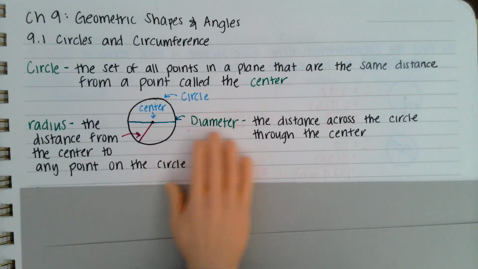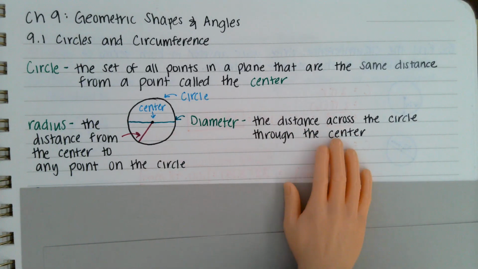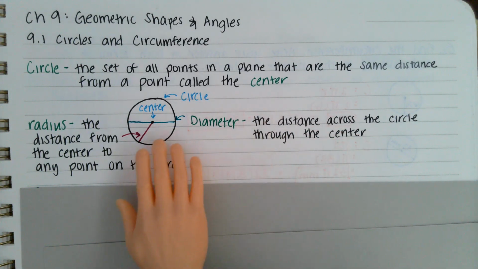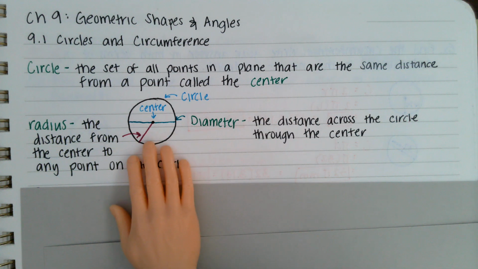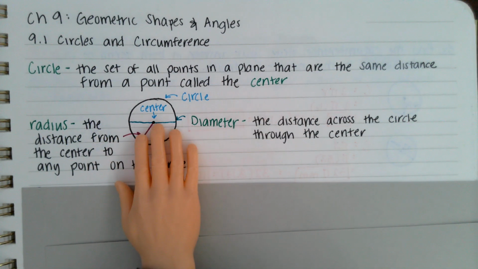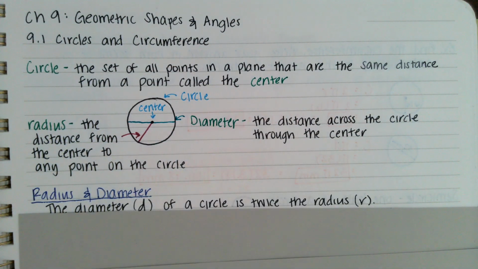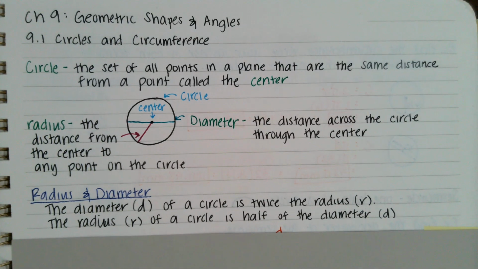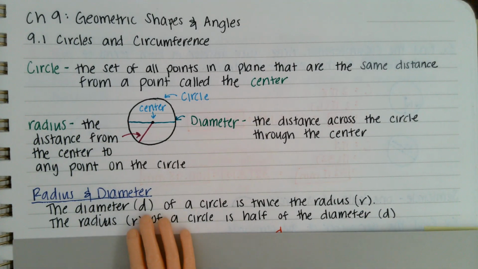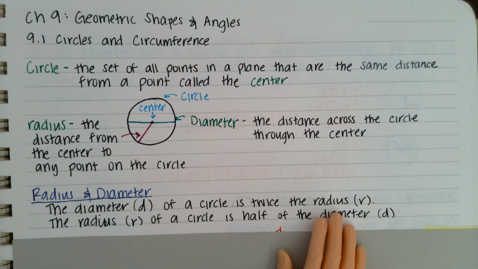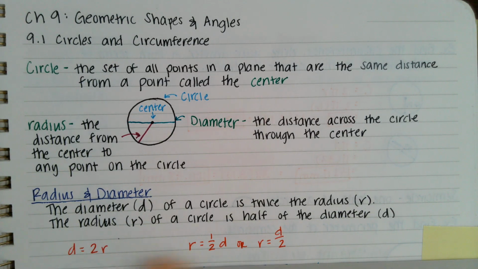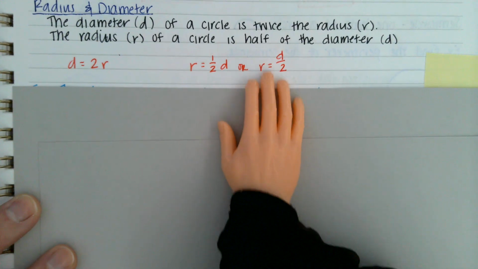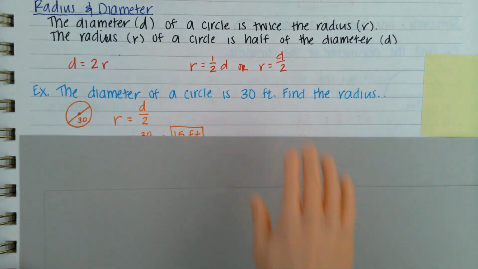The diameter is the distance across the circle through the center. So we can see the radius is just from the center out. The diameter goes from the center out on each side. Then we have radius and diameter, and the diameter, we're going to call d, of a circle is twice the radius r. The radius of the circle is half the diameter. So with that we can make two more equations.